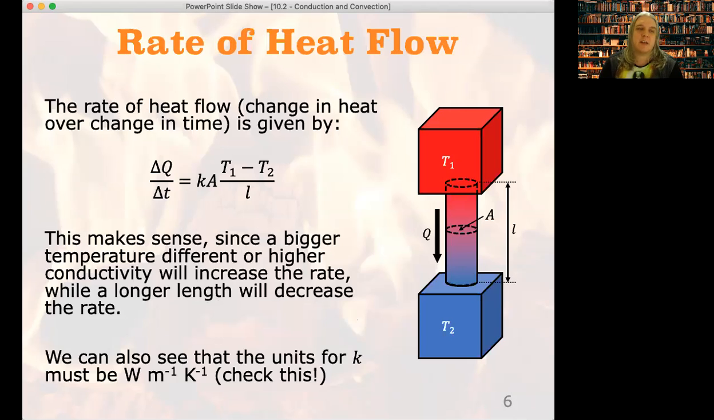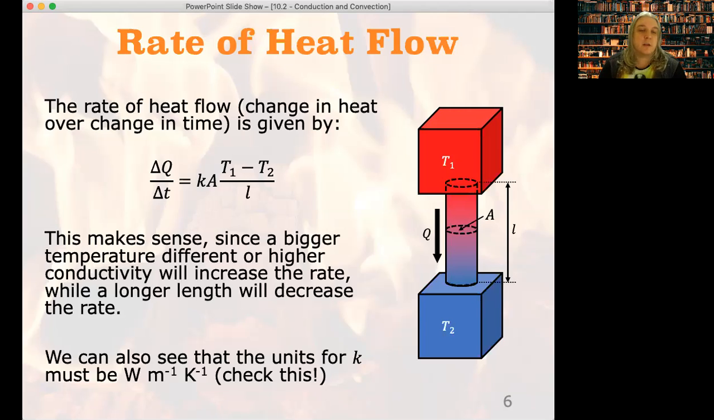So how much heat changes from T1 to T2, or from object 1 to object 2, in some amount of time, is given by K, the thermal conductivity, times the cross-sectional area, times that temperature difference, divided by L. So that's all those relationships we've just talked about, how all those things can affect it, but put into a single equation. So hopefully that should all make sense.